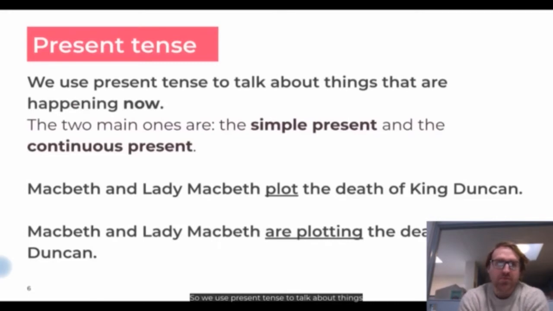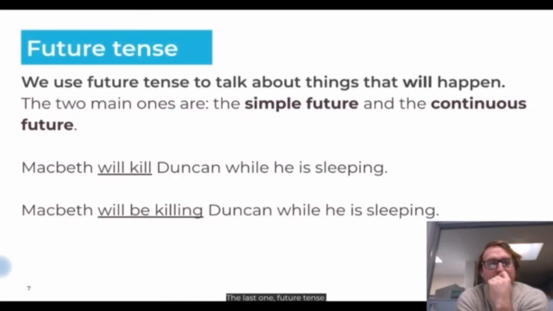Present tense. So we use present tense to talk about things that are happening right now. Again, there are two main ones, simple present and continuous present. Let's look at them in sentences. Macbeth and Lady Macbeth plot the death of King Duncan. That's in simple present. Macbeth and Lady Macbeth are plotting the death of King Duncan. That's in continuous present.